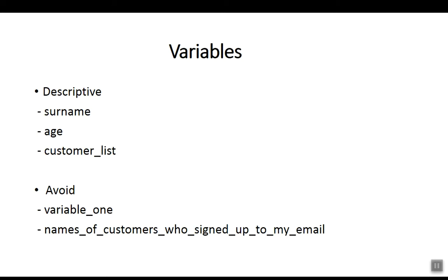Variables need to be descriptive. Surname, age, customer list. Those names speak for themselves. You want to avoid names like variable 1, variable 2. If someone's coming back reading your code afterwards, or you're reading it at a later date, it's going to be very hard to figure out what variable 1 means, what's contained within the variable. Also avoid names like names of customers who sign up to my email. That's very long. You're going to have to write it down. Email addresses might suffice as a variable name.